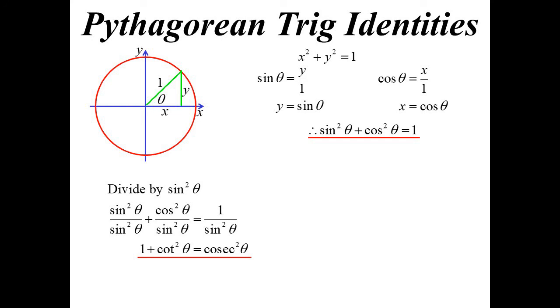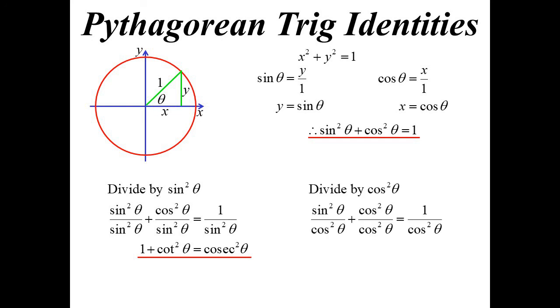For the third one, instead of dividing by sine squared, we'll divide by cos squared. Sine squared over cos squared is tan squared. Cos squared over cos squared is 1, and the reciprocal of cos squared is sec squared, and we get the third of our trig identities. So in fact, the 3 trig identities are actually the same identity, just written a different way. So they are the 3 that we can use.